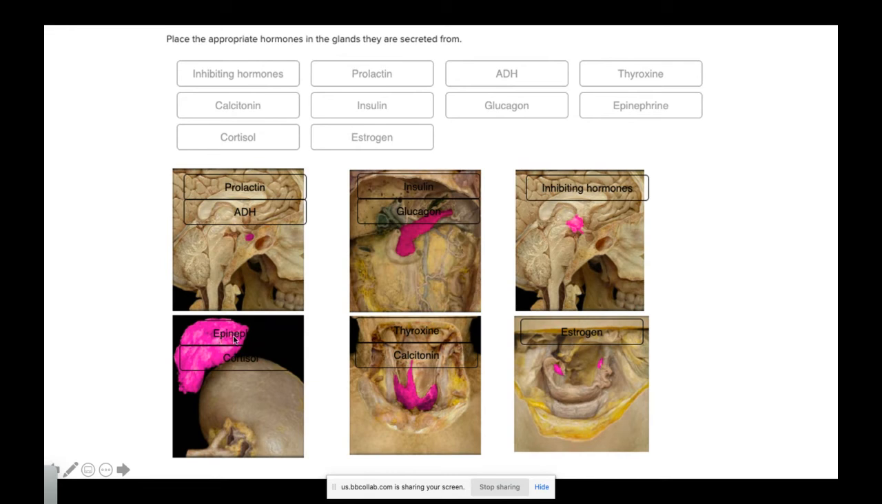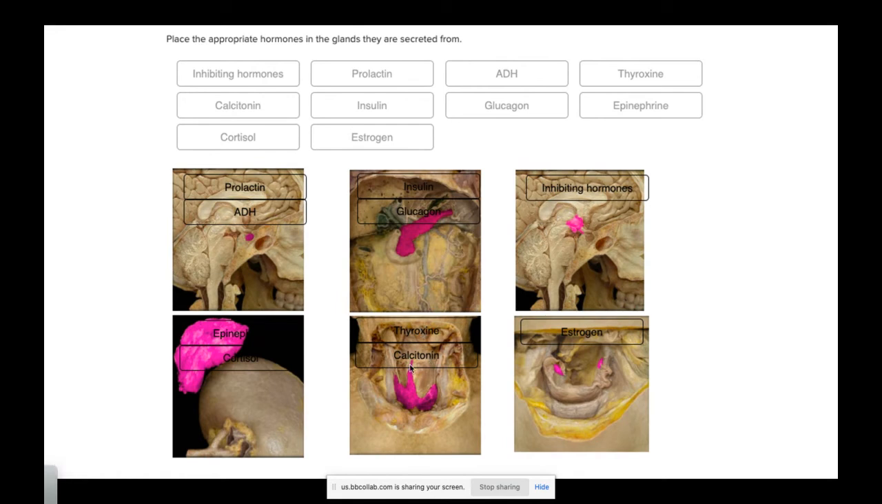Bottom left, we're looking at the adrenal gland or the suprarenal: epinephrine and cortisol. Epinephrine and norepinephrine are released by the adrenal medulla, which is more internal, and then the cortex does cortisol, cortisone, corticosterone. So the glucocorticoids are released by the cortex. And epinephrine and norepinephrine, those are catecholamines, released by the adrenal medulla.